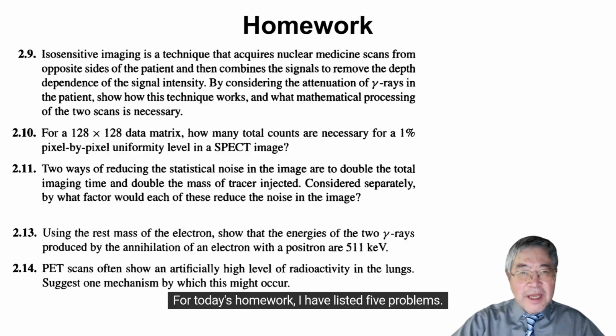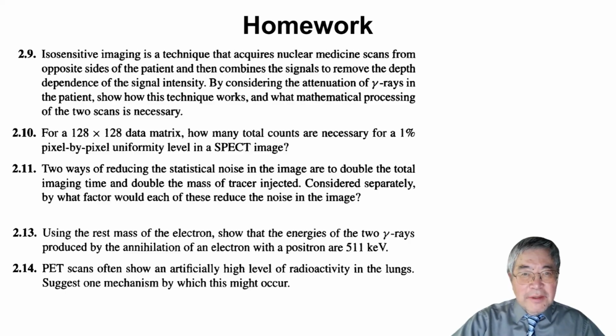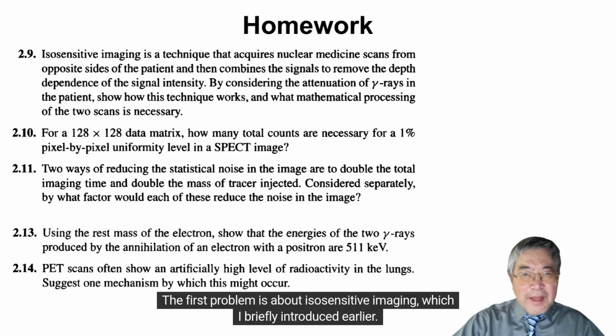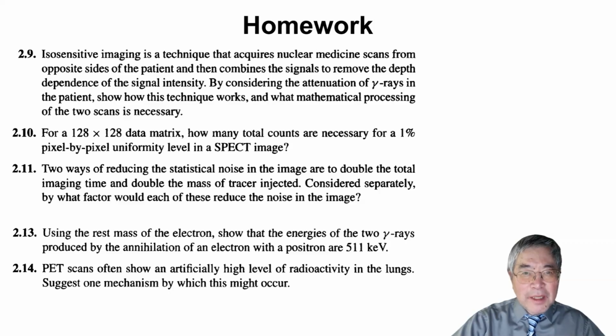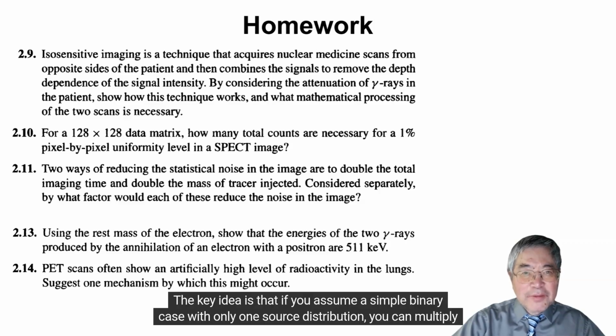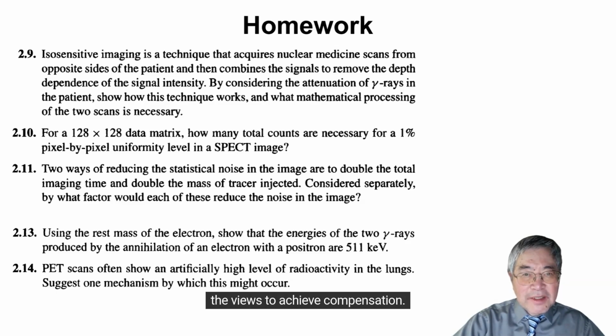For today's homework, I have listed 5 problems. You are welcome to do more if you wish. The first problem is about isosensitive imaging, which I briefly introduced earlier. It involves taking 2 views and compensating in a specific way. The key idea is that if you assume a simple binary case with only one source distribution, you can multiply the views to achieve compensation.